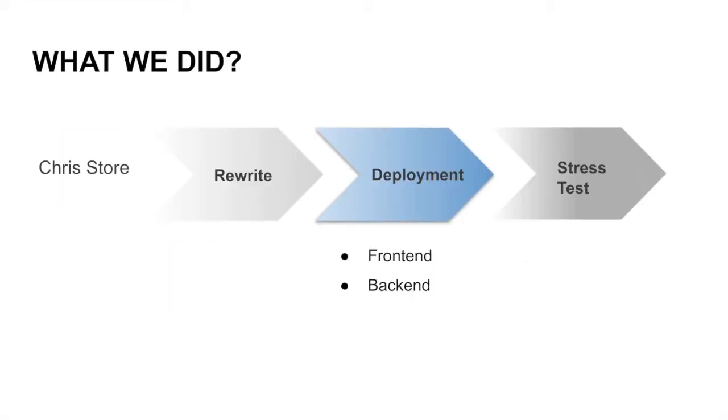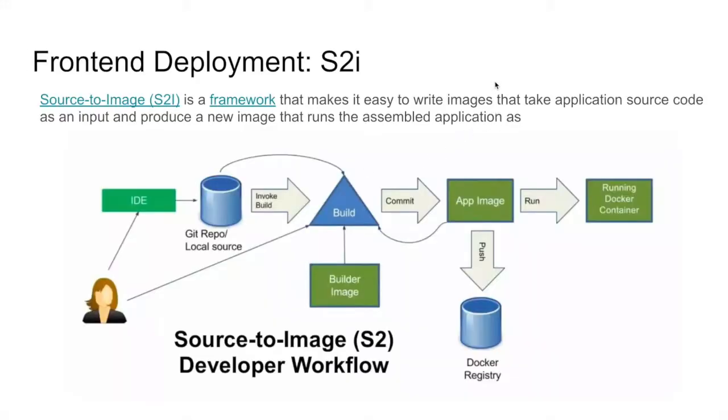Next, after we wrote the CRIS store, we deployed the CRIS store to the MOC using OpenShift. For the front end of our deployment, we used the source-to-image process. Source-to-image is a framework that makes it easy to write images that take application source code as an input and produce a new image that runs the application. While users use source-to-image to deploy their project, they need to give the project's Git location.